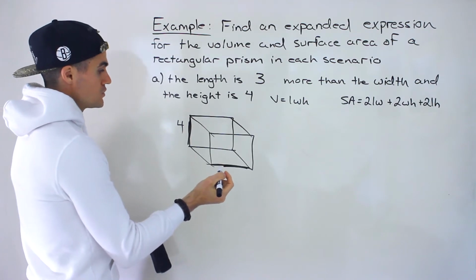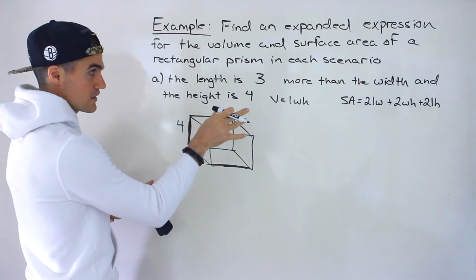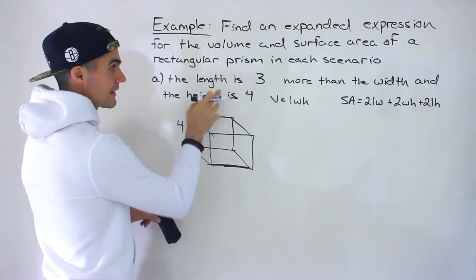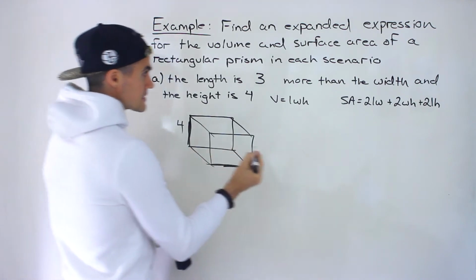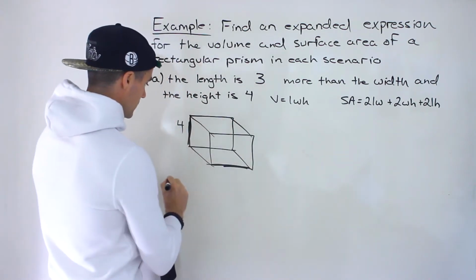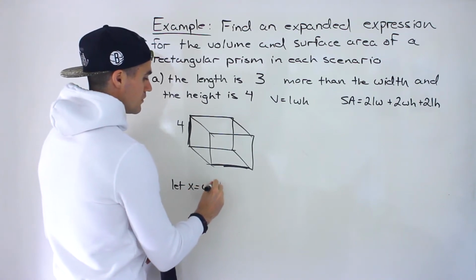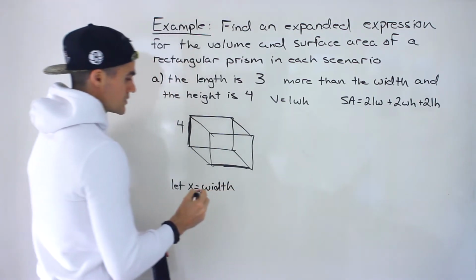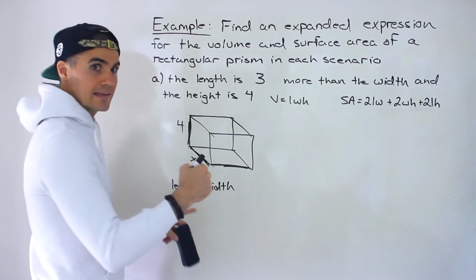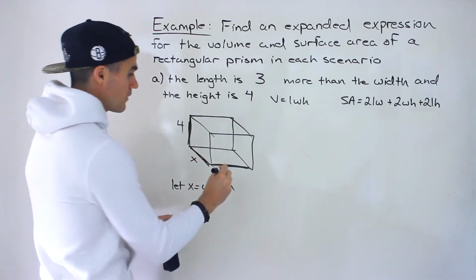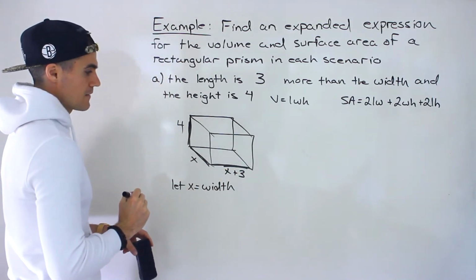And so what you want to do is bring some kind of variable in here because we don't know what the width is. We just know that the length is 3 more than that. So for part A, I'm going to let x equal the width of this rectangular prism. So that's going to be this over here, which means the length is 3 more than the width. It's going to be x plus 3, like that.